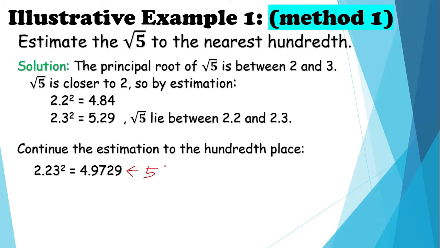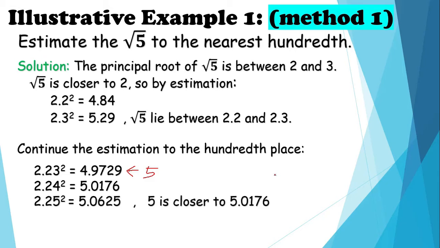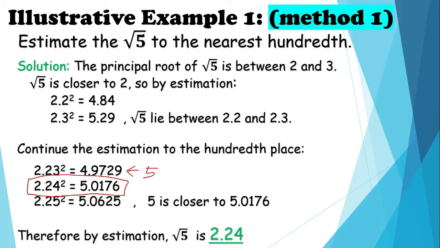Next, we have 2.24 hundreds squared equals 5.0176 10,000s. And we have 2.25 hundreds squared equals 5.0625 10,000s. And as you can see, 5 is closer to 5.0176 10,000s. Therefore, by estimation, square root of 5 is 2.24. So that is the answer for illustrative example number 1 and it is for the method 1.